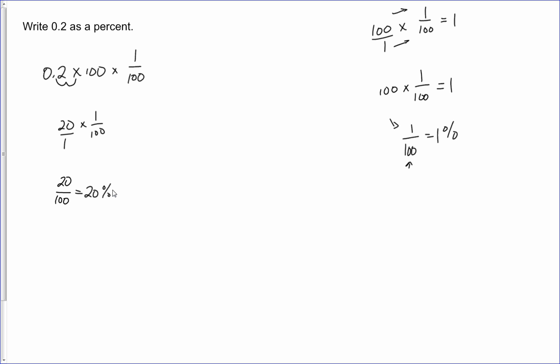Now there's also a shortcut method for finding percents, if you don't already know it, and I'm going to show it to you in a moment.